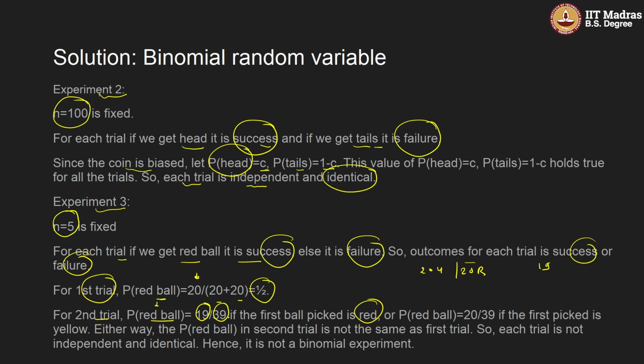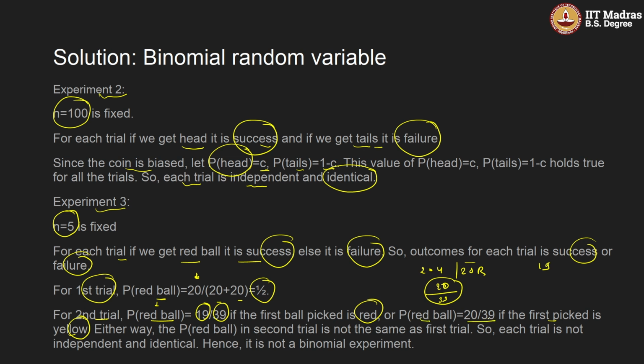Now suppose we have selected the first ball, but it is a yellow ball. In this case there will be a total of 20 red balls in the box, and the total number of balls including red and yellow will be 39. So if the first picked ball is yellow, then the probability of selecting the second red ball will be 20 divided by 39.